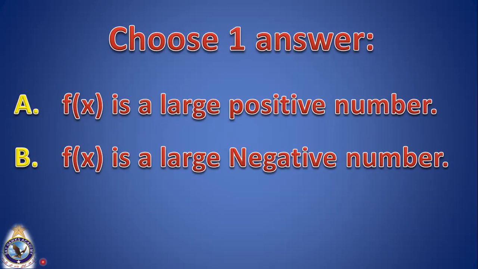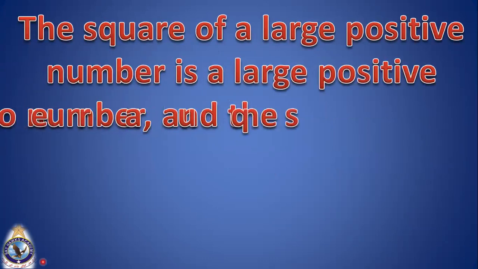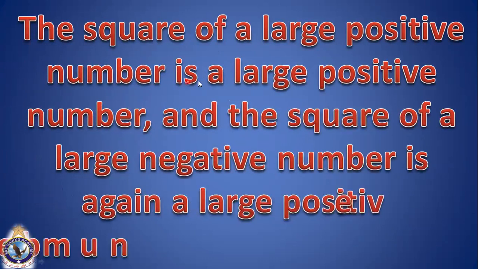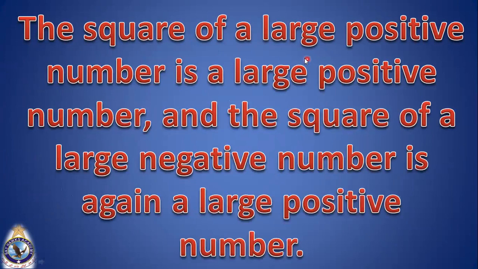Those are the only options, A and B, right? Yes, okay, so then it's A because it can't be negative. It cannot be negative because we have a square and we have an even power. So that's why A is the best fit answer. The square of a large positive number is a large positive number. It's a little explanation of your answer. Your answer is absolutely right.